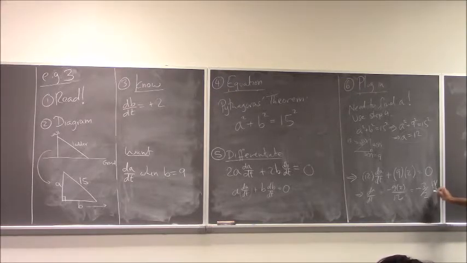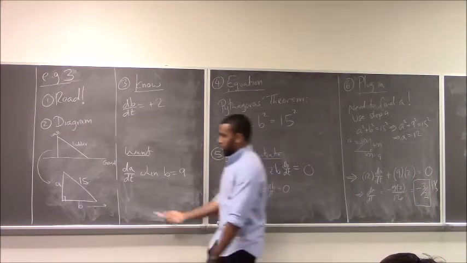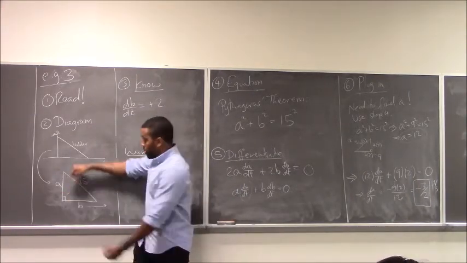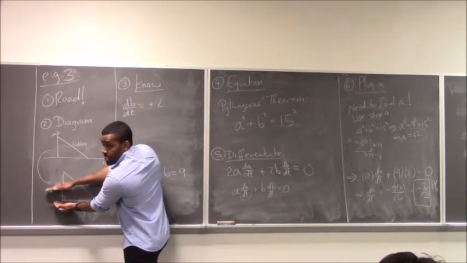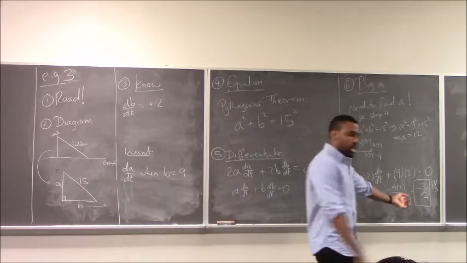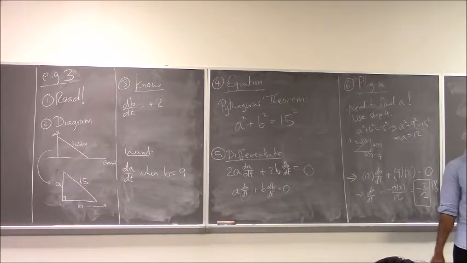feet per second. And by the way, that makes sense. The answer should be negative, because as the foot of the ladder is sliding away from the wall, the top is going to slide down the wall, which means the length a is getting smaller. It's decreasing, so your answer should be negative. If you didn't get a negative answer here, it means you did something wrong.